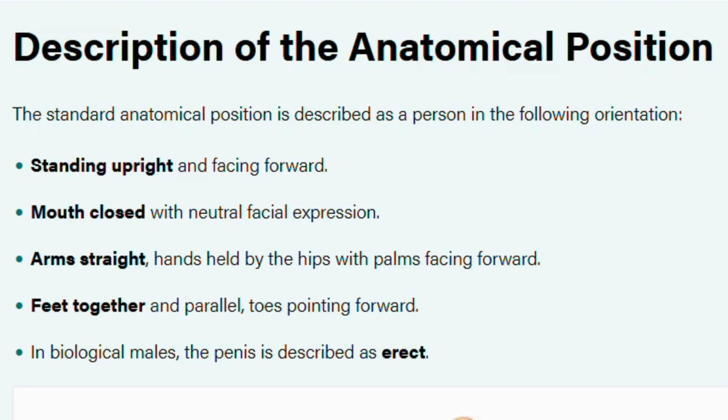The standard anatomical position is described as a person in the following orientation: standing upright and facing forward. Mouth closed with neutral facial expression. Arms straight, hands held by the hips with palms facing forward. Feet together and parallel, toes pointing forward. In biological males, the penis is described as erect.